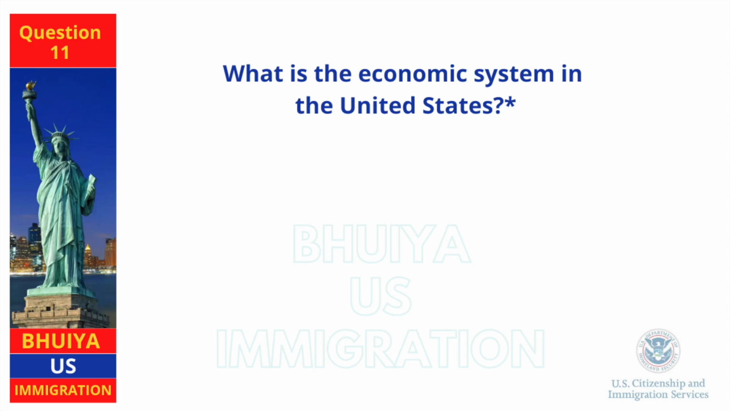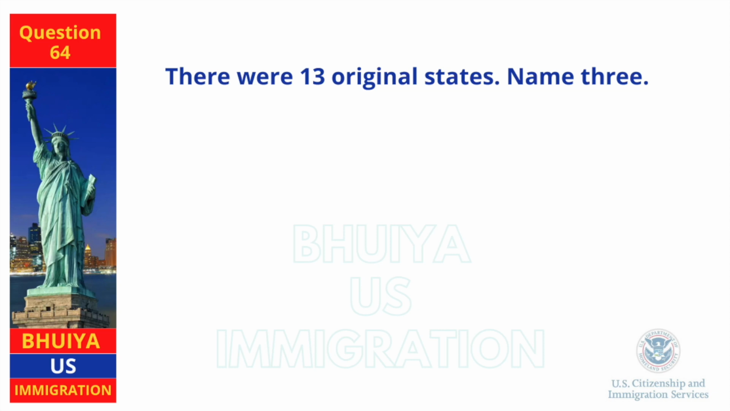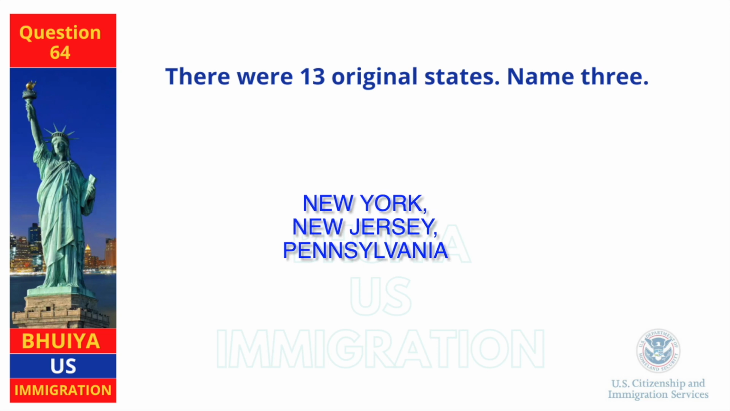What is the economic system in the United States? Market economy. Name one of the two longest rivers in the United States. Missouri River. There were 13 original states. Name 3. New York, New Jersey, Pennsylvania.